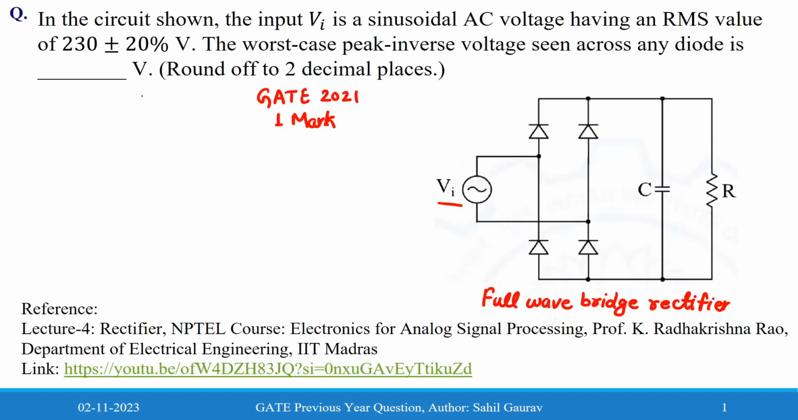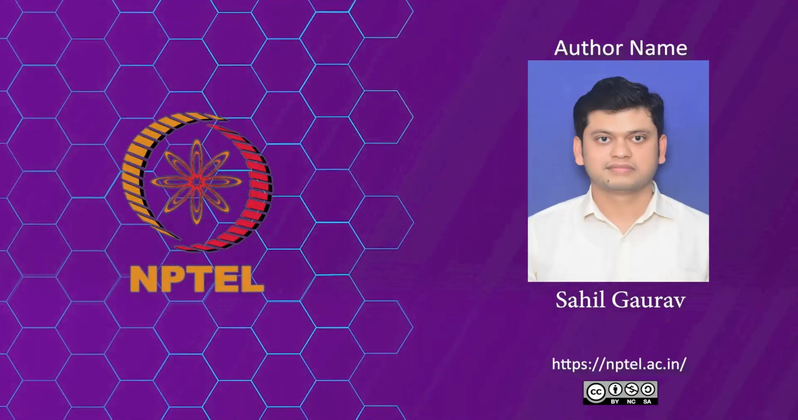So the correct answer for this problem is 390.32 volt, and it is a numerical answer type question, so we have to type the answer as a numerical value. That's all.